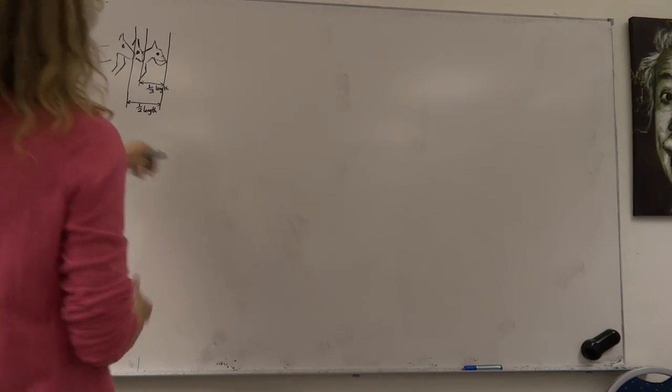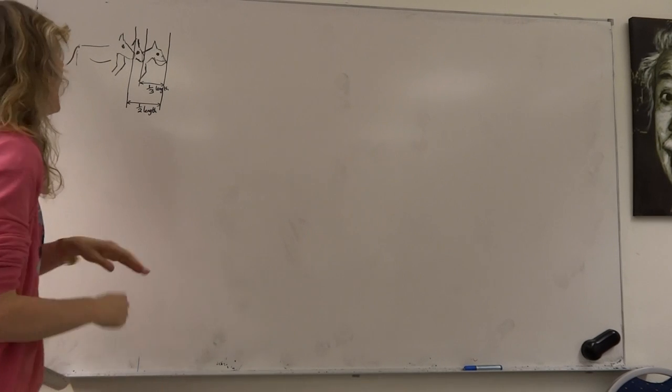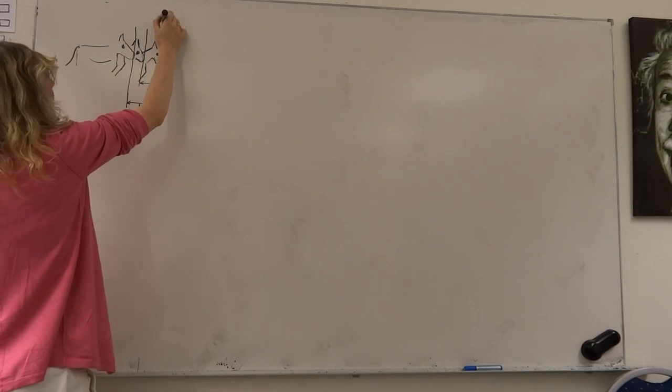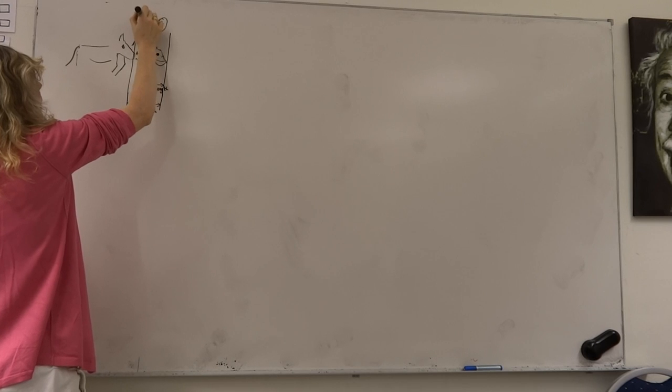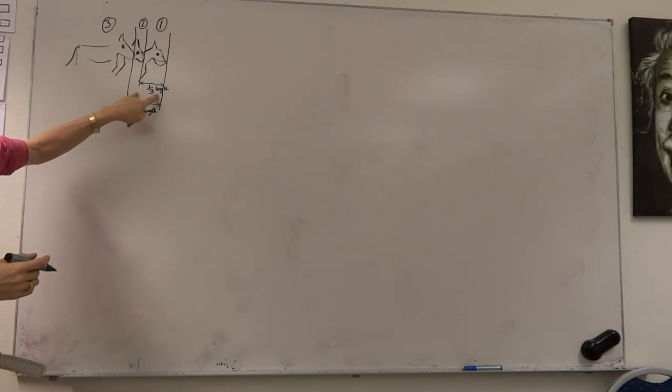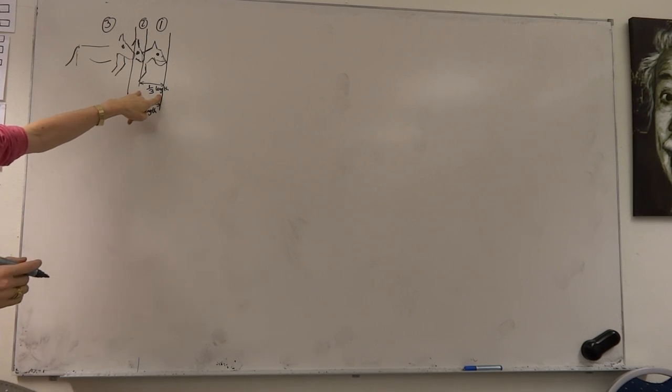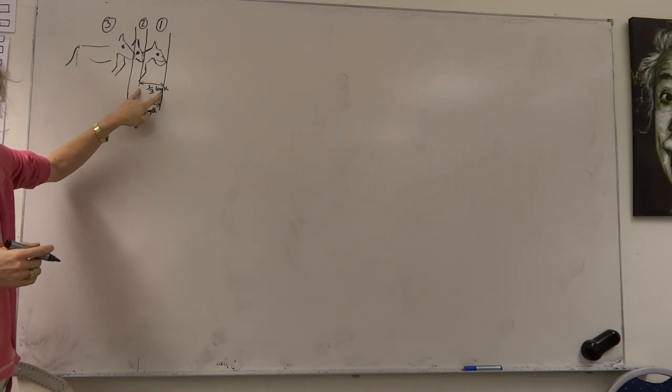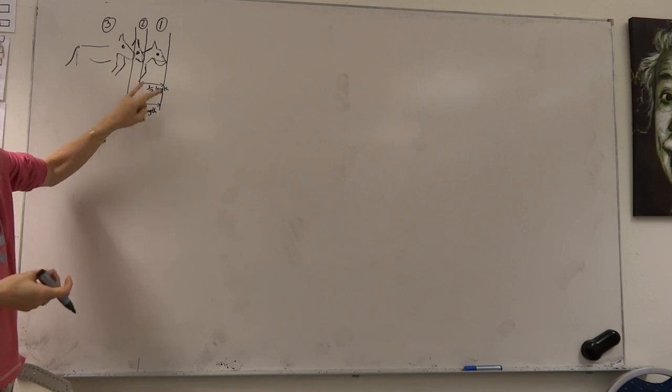We have 3 horses in a race, and here's the winning horse, number 1, number 2, and number 3. The difference in length between the first horse and the second horse is 1/3 of a horse length. You often measure horse races like that.